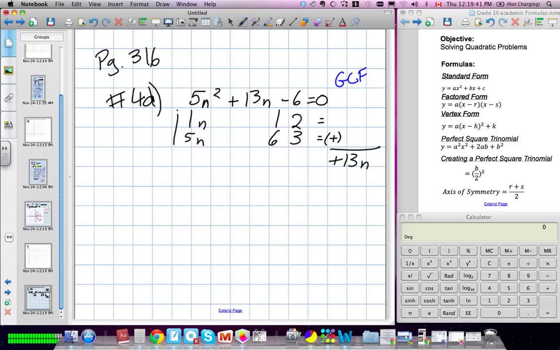Now, I'm going to tell you right now that we're going to be using 5 times 2 and 1 times 3. So that's going to give us 10n and 3n. Okay? So 10n plus 3n gives us our 13n. So when we go to put this in factored form, I'm just going to move the equals 0 to the left side now. Still equal to 0. Our first terms are n and 5n.